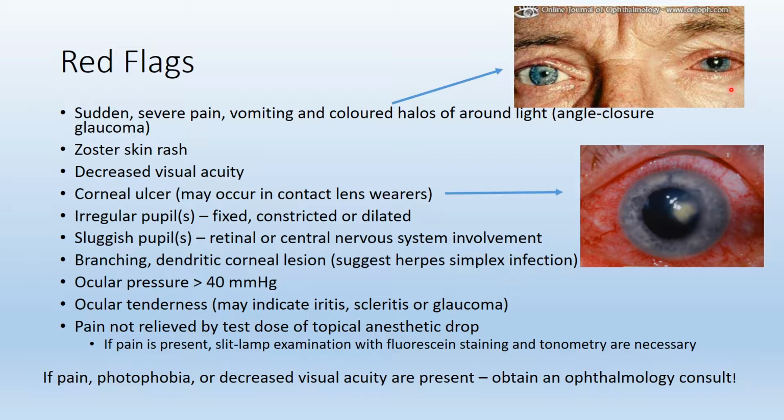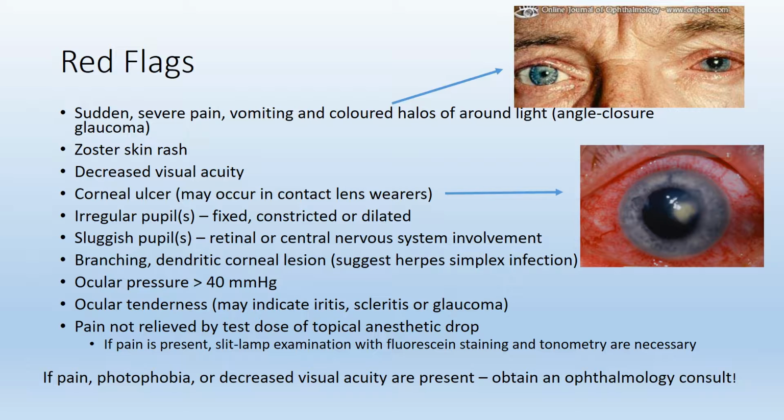You also want to look at things like zoster skin rash, decreased visual acuity as mentioned before, corneal ulceration. In this picture below, you can see the yellowy area here that indicates a corneal ulceration. You want to be particularly conscientious of the increased risk that contact lens wearers have of corneal ulceration. You also want to look for things like irregular pupils, sluggish pupils, branching dendritic corneal lesions that could suggest a herpes simplex infection, an ocular pressure of greater than 40 millimeters of mercury.